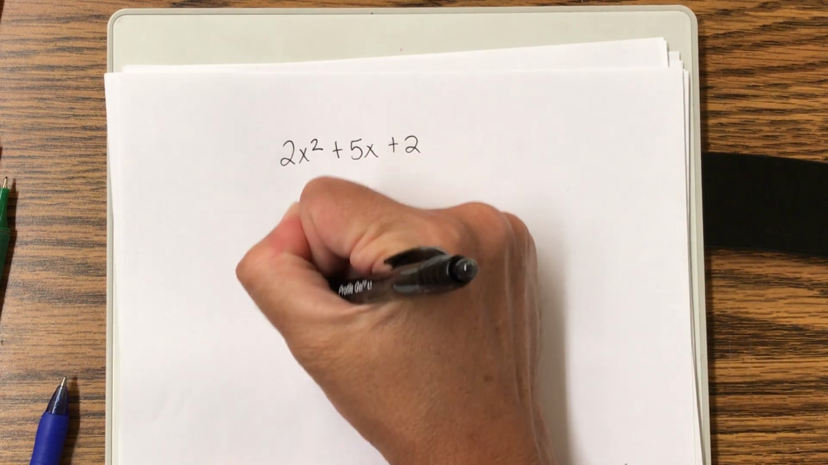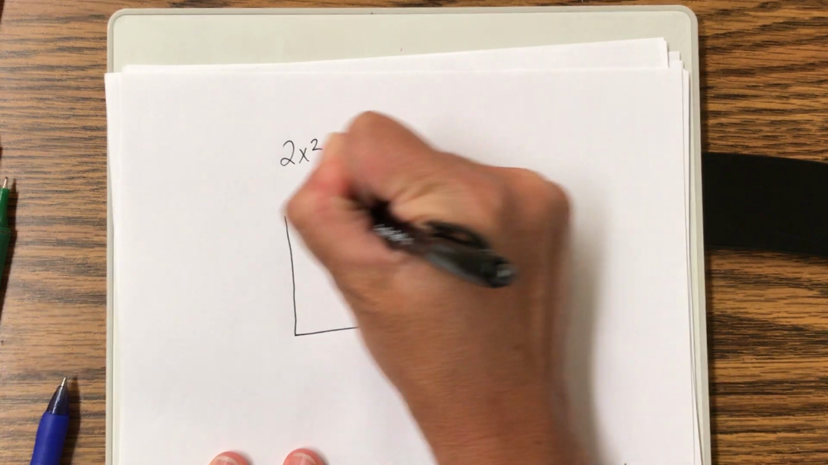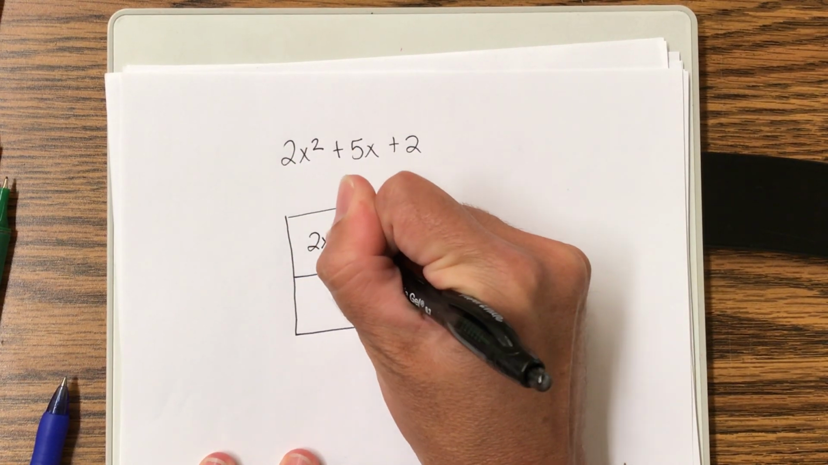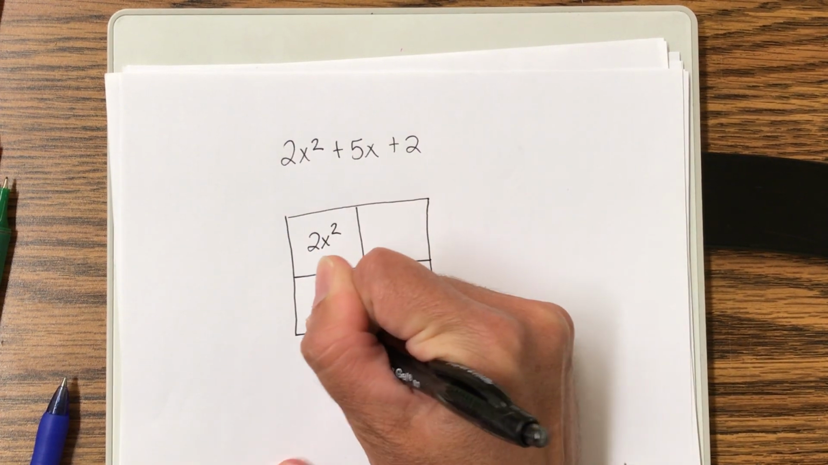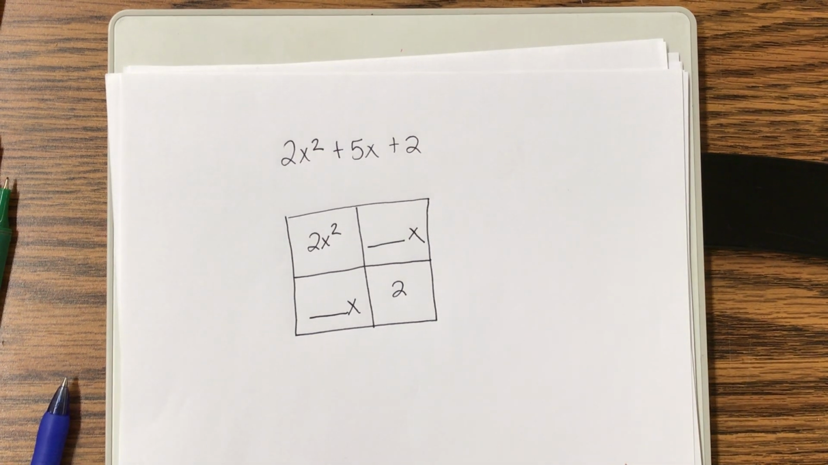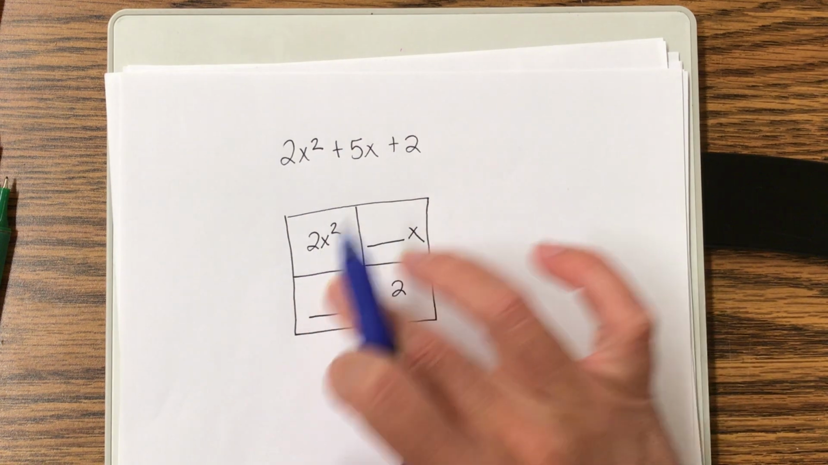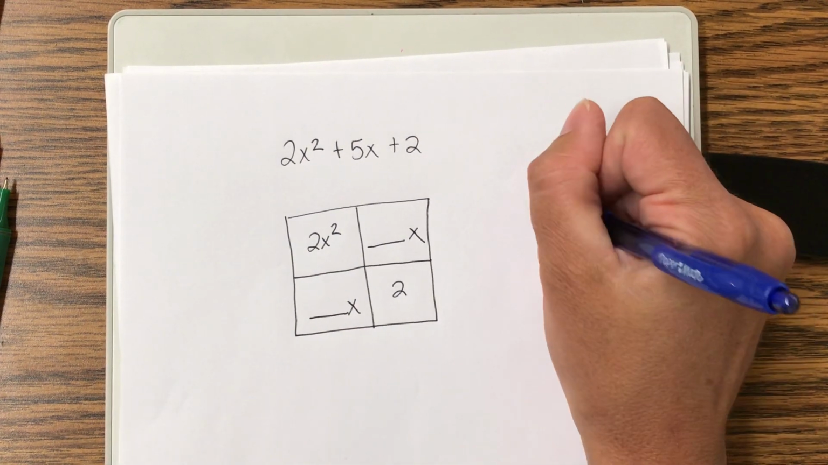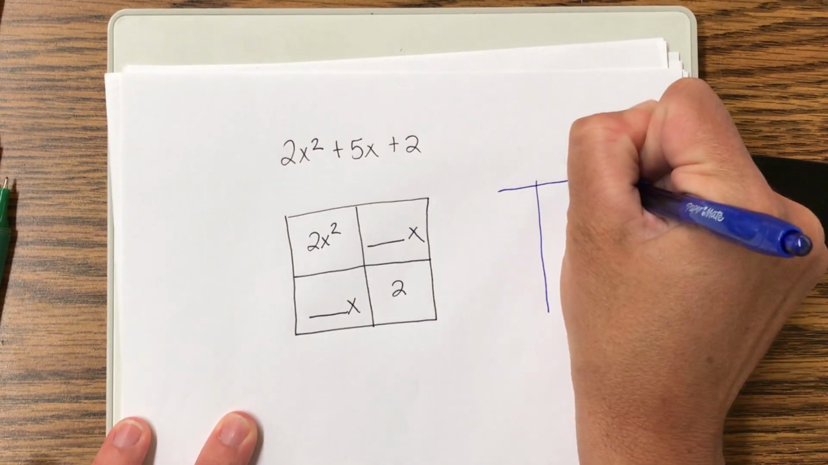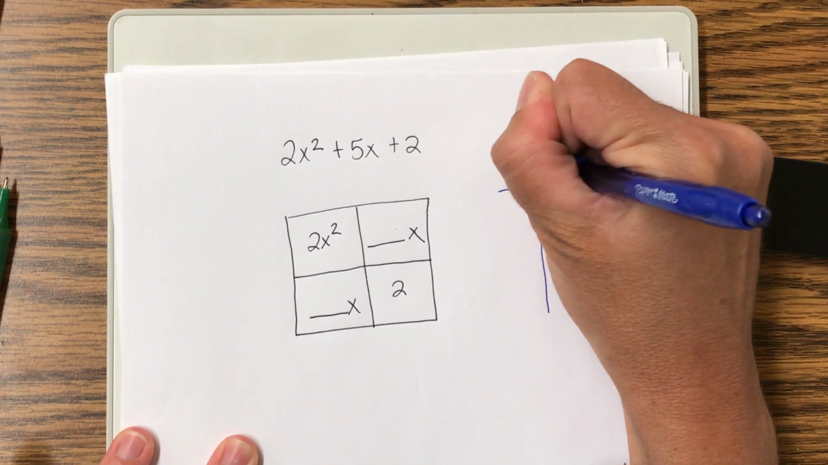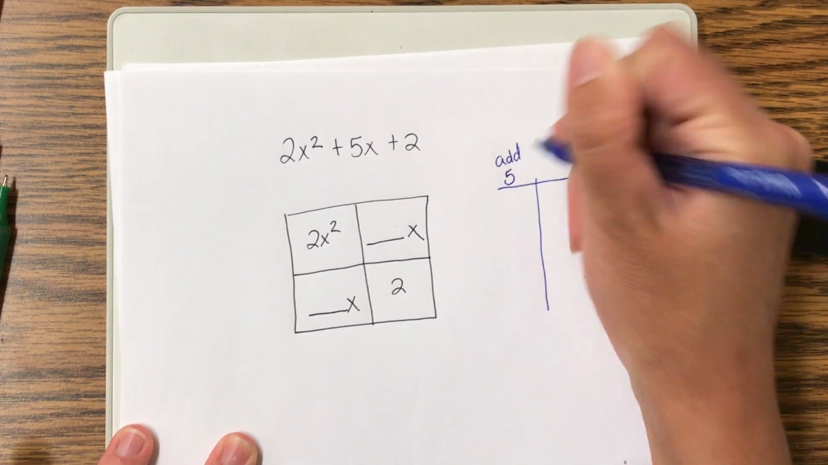We still set up our box. This one's going to be the 2x squared. This one's going to be the 2, and this is something x and something x. So we still set up our box. But now we want to work inside out. So we've got to figure out what goes here and here. So we're going to use our T-chart. So factors of what that add to what. So regardless, these two have to add to 5x.